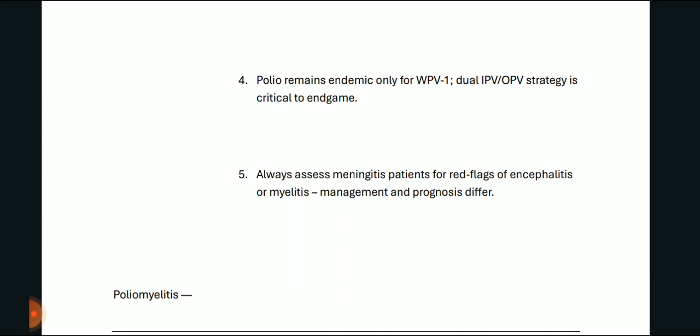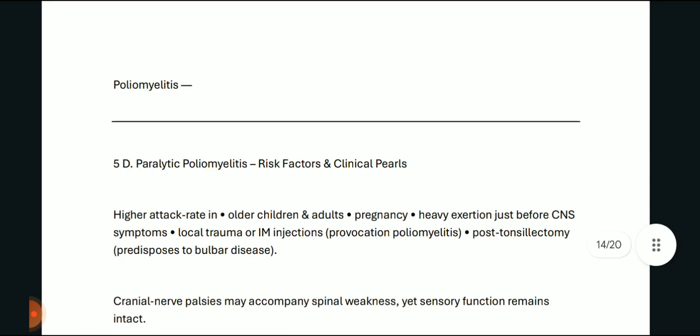Polio remains endemic only for WPV1. Dual IPV and OPV strategy is critical to the end game. And always we have to assess meningitis patients for red flags of encephalitis or myelitis. Okay, the management and prognosis differ in both cases.